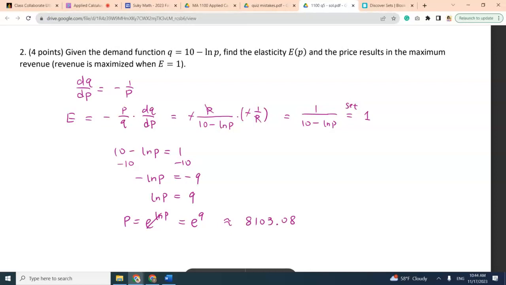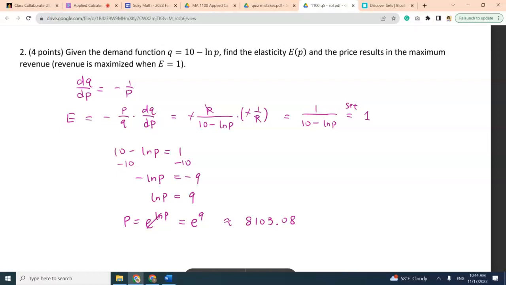Find the maximum revenue. Revenue is maximized when E is 1. I also give you the sentence, E is 1. So set E equal to 1. Both sides multiply by 10 minus ln P and solve for P. Subtract 10 on both sides, and because both sides have a negative sign, multiply by negative 1. We get ln P is 9.